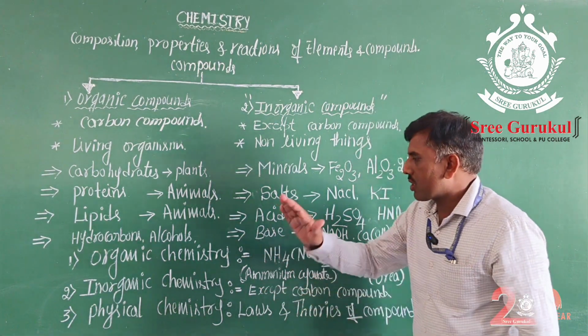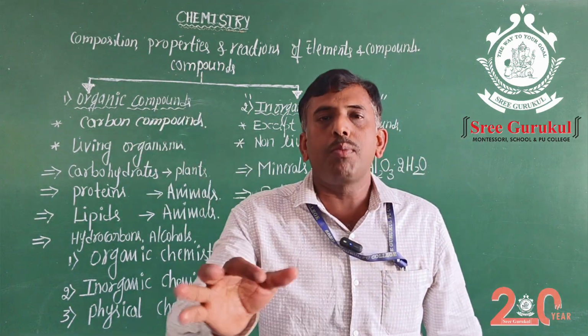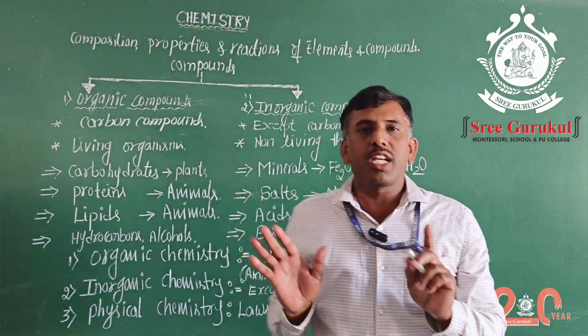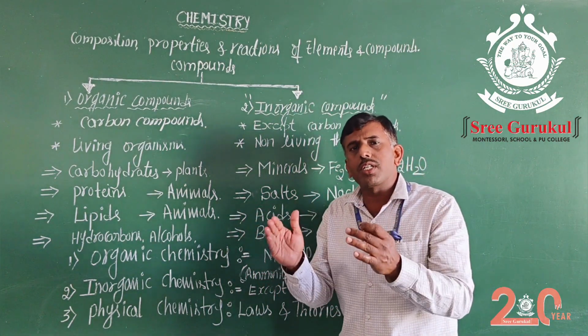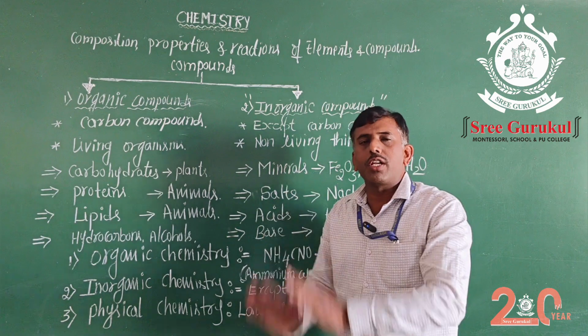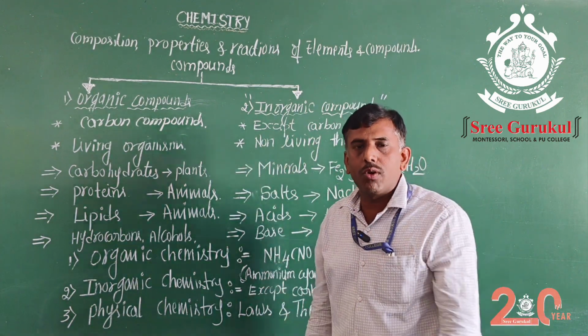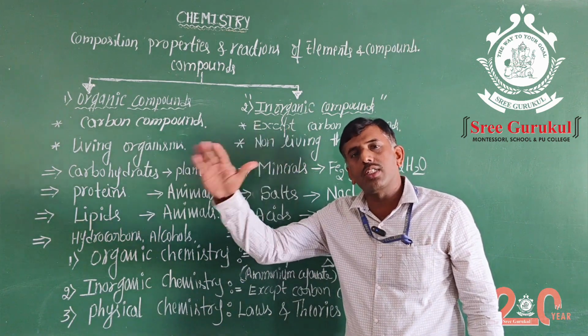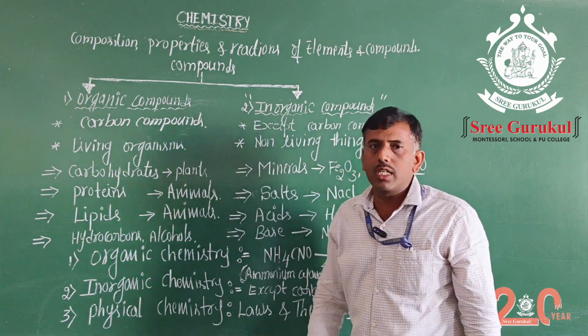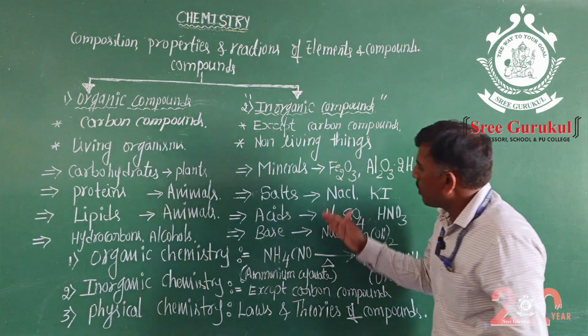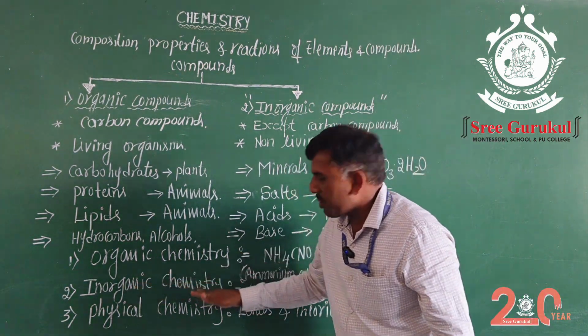Compounds other than carbon compounds are called inorganic compounds. Those compounds are covered under inorganic chemistry. Who is the father of inorganic chemistry? Alfred Werner is the father of inorganic chemistry because cuprammonium sulfate was discovered by Alfred Werner. It is clear the point. This type of compounds are covered under inorganic chemistry.